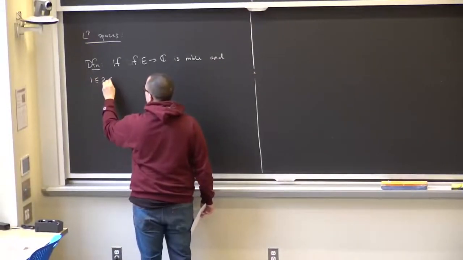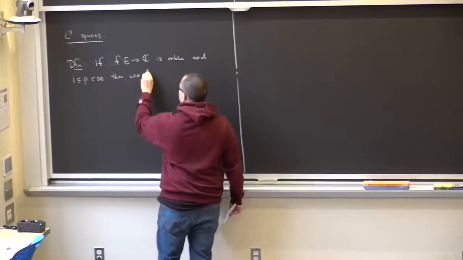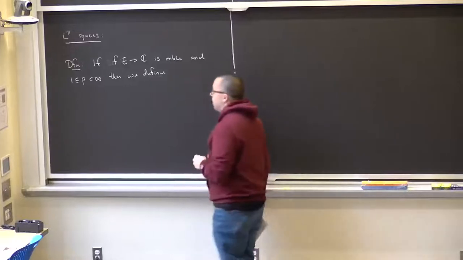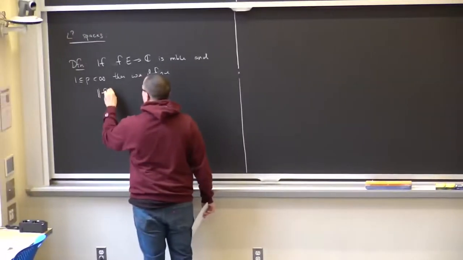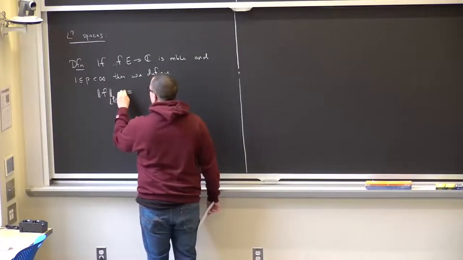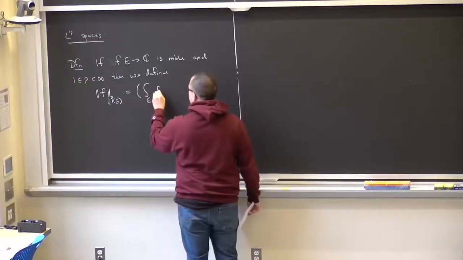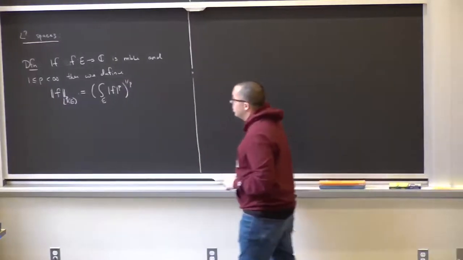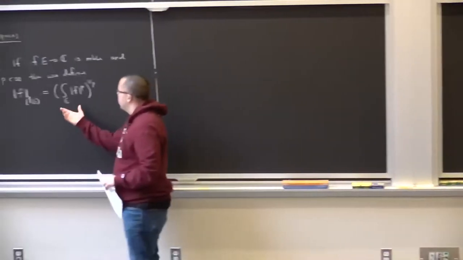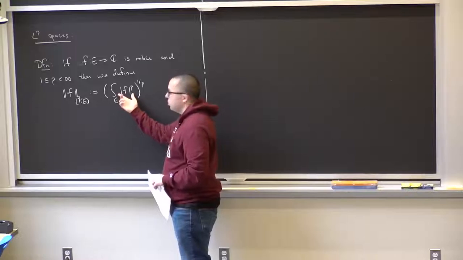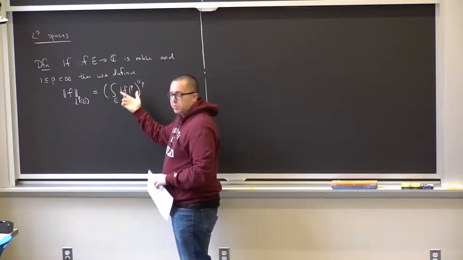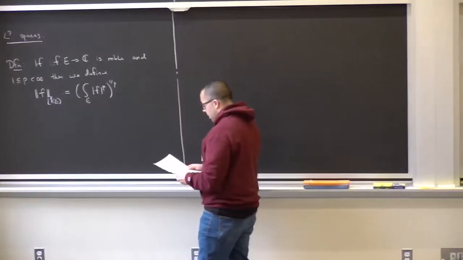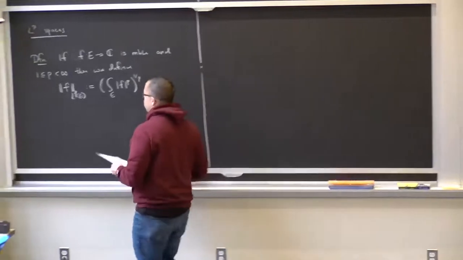and 1 is less than or equal to p is less than infinity, then we define the following extended non-negative real number, the L^p(E) norm of f. This is defined to be the integral over E of the absolute value of f raised to the p, all to the 1 over p. Now, this is meaningful no matter how f is behaved, because the absolute value of f raised to the p is a non-negative measurable function, so we can always define the Lebesgue integral. This may be either infinite or finite, but it's a non-negative extended real number.